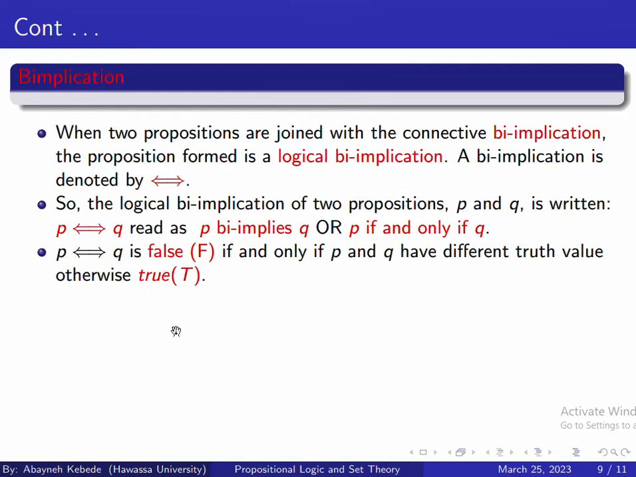Otherwise, it is false. Therefore, P if and only if Q is false if the two statements have different truth values, and P if and only if Q is true if they have the same truth value.